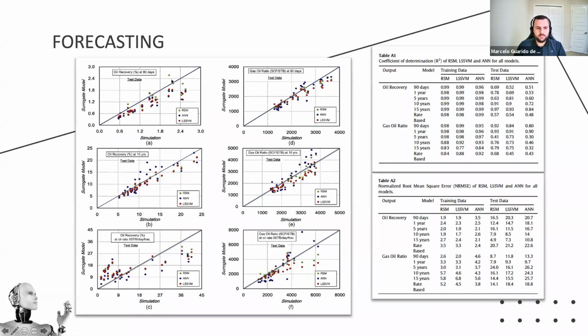In green here is the RSM, the quadratic fit. The blue is the neural network, and the red is the support vector machine. This is a cross plot between the predictions and the simulated values. And in all of the cases here, the RSM apparently is doing a better job. A quadratic fit is doing a better job than any one of the machine learning methods. The machine learning models, apparently, are underestimating the value of the production in all of those tests.